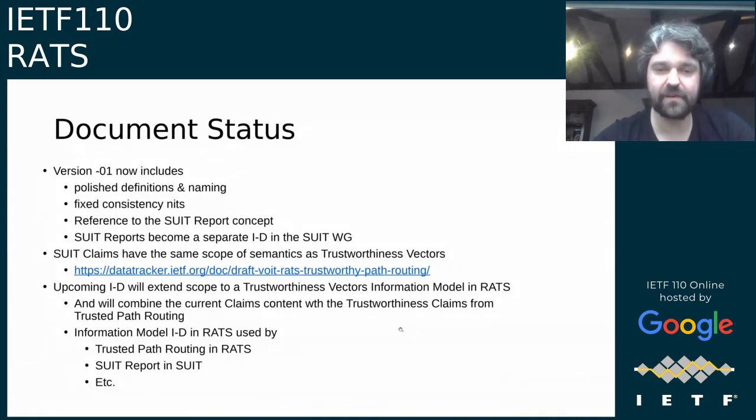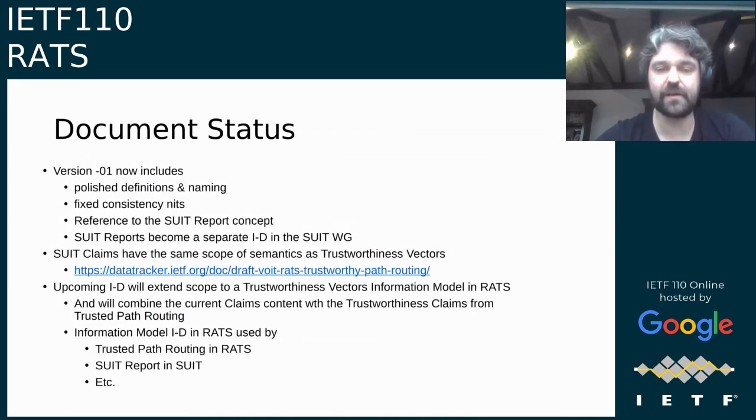We also have realized and come to the understanding over the last half year that the claims here are very well suited to fit into the same scope as the trustworthiness vectors that are defined in the trustworthy path routing ID from Eric. So we were talking about that and designing and modeling how this fits for quite a while now.